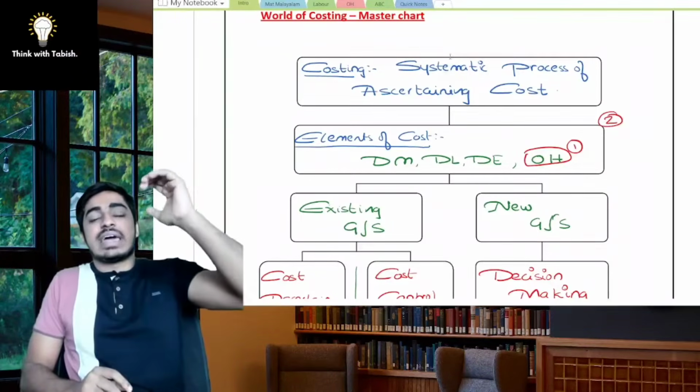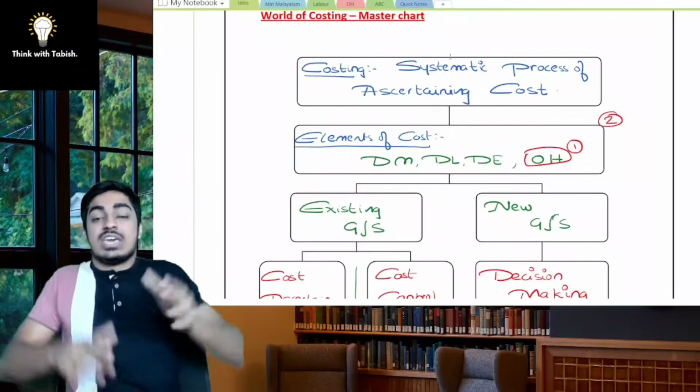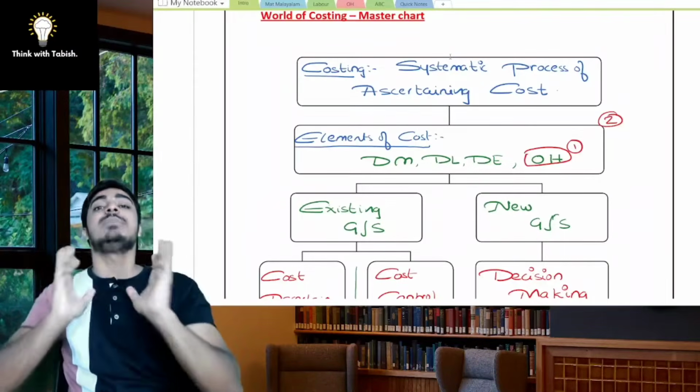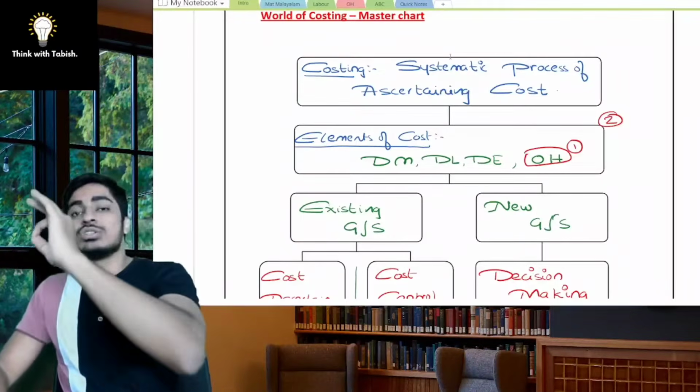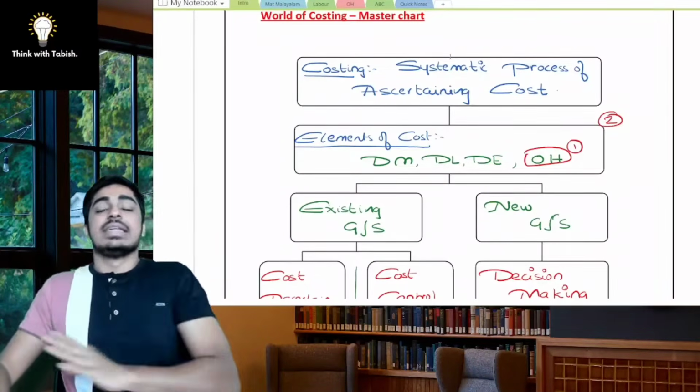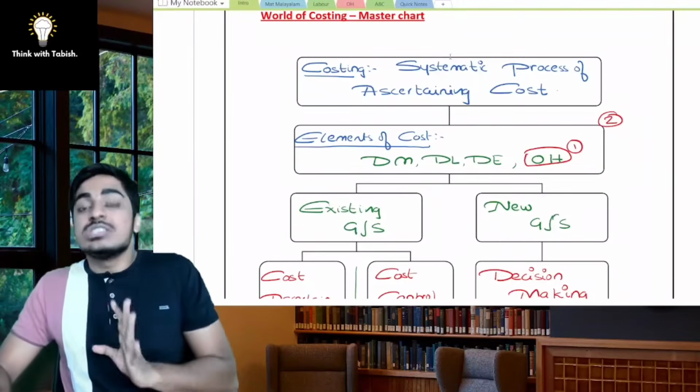Then we have all elements of cost. We have direct material, direct labor, direct expense, overheads. We put them in the form of a statement to arrive at the total cost. This is called a cost sheet. Yes.